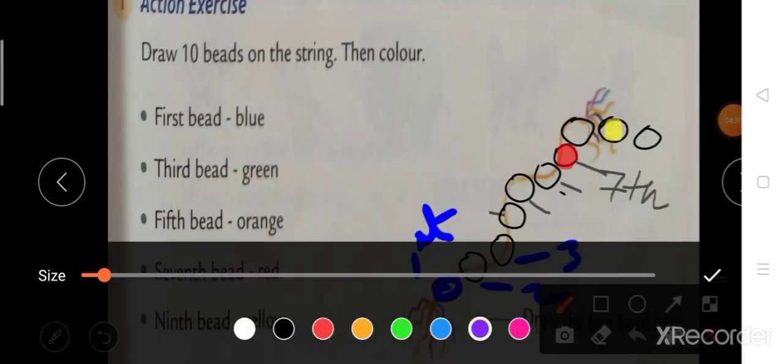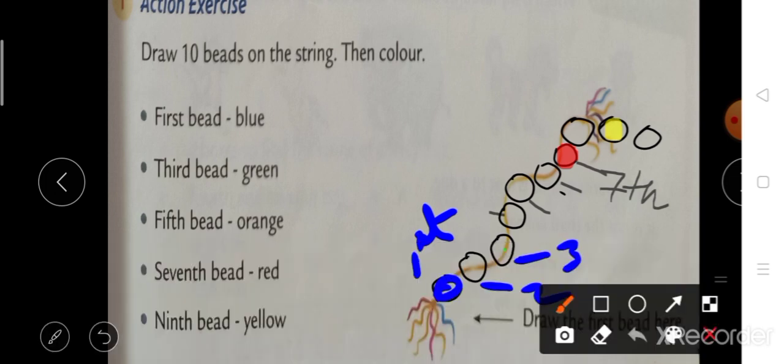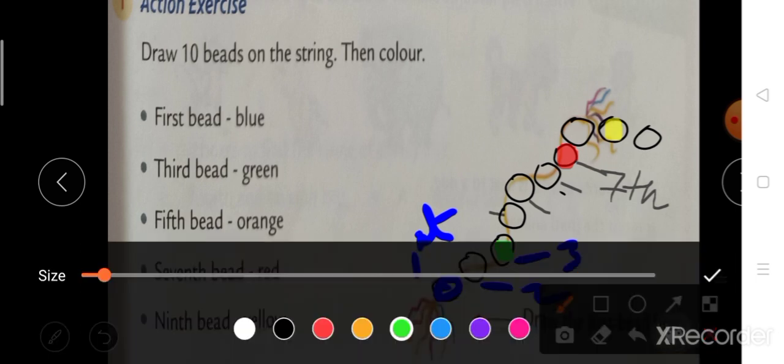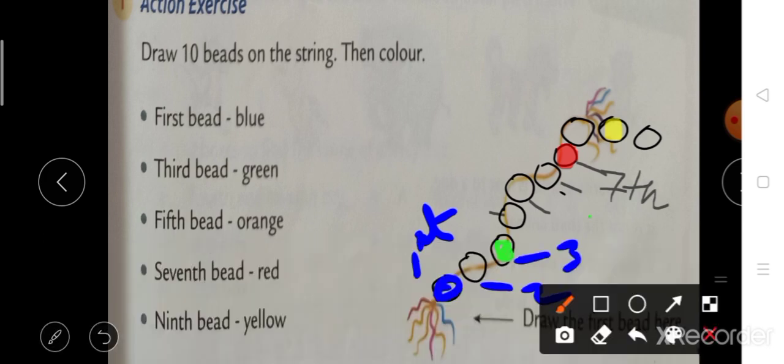Other colors, first is blue, then third is green. So let us take green. Okay, here we have green. Then after that, fifth is orange. Let us see if we have orange. No, not really. It's yellow. Okay, then the rest of the colors we have done. So this is what can be done with this string. You have to follow the instructions.